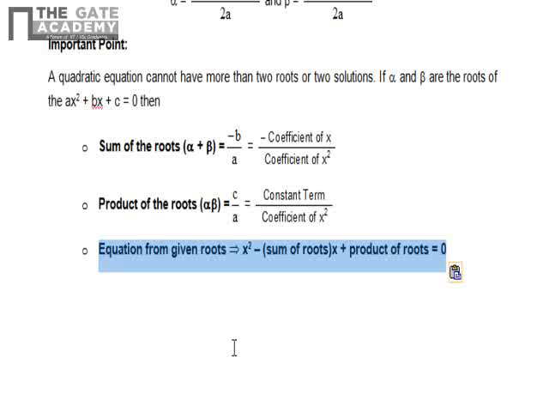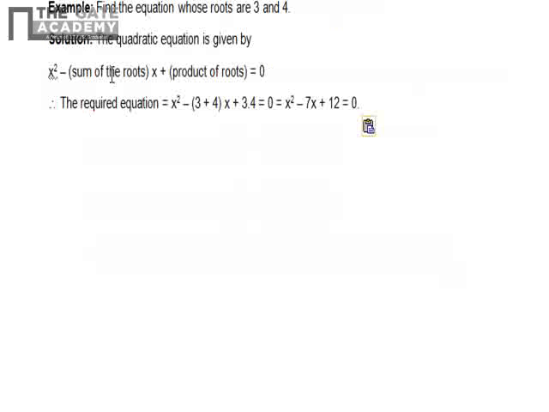Now there is also a very interesting formula. Suppose you know the roots, then you can find the equation. Any equation can be represented like this: x square minus sum of the roots times x plus the product of the roots. We'll see an example to use this formula. Find the equation whose roots are 3 and 4. Then we know the sum of the roots is 7 and the product of the roots is 12. Then I can directly write the equation as x square minus 7x plus 12.